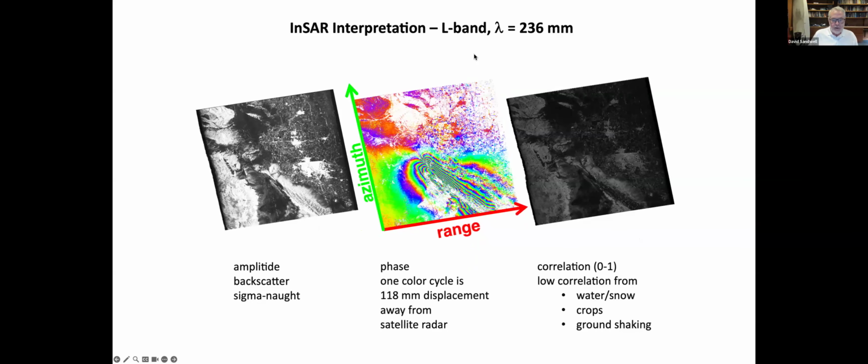The satellite's going the other direction from southeast to northwest, and L-band is a longer wavelength, so there's 118 millimeters per cycle of SAR phase. So those are the main things. We'll be looking at C-band and L-band and in radar coordinates and in geographic coordinates.